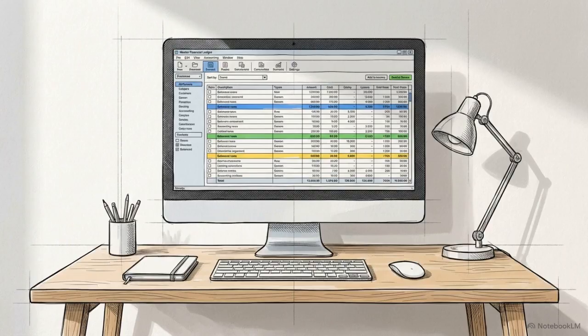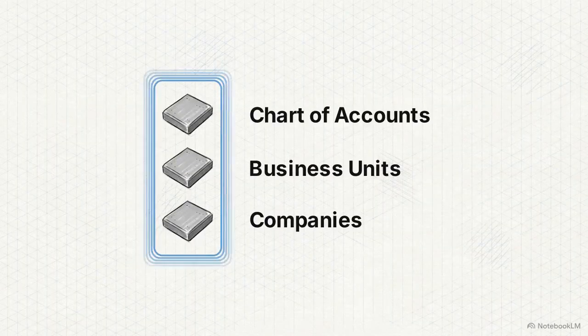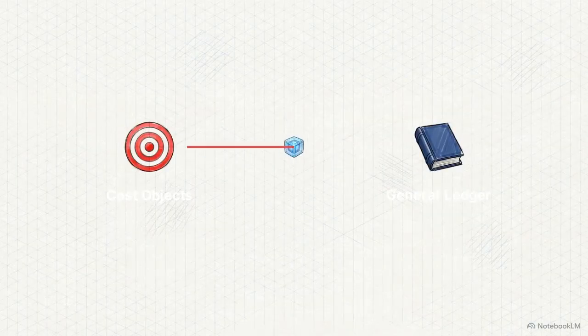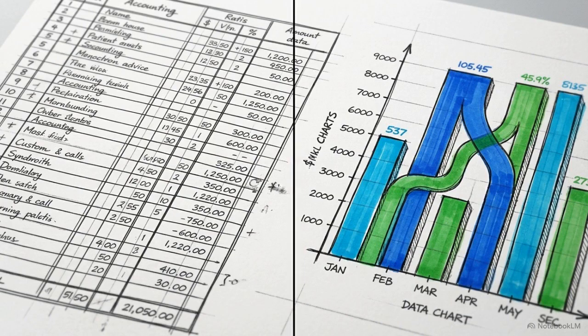Before touching any of these settings, the core financial foundation must already be in place. This means your company's business units and a complete chart of accounts must exist in your environment. If you attempt to deploy advanced cost accounting without these foundational elements, the new cost objects will fail to integrate with the general ledger. By securing the prerequisites and following these 4 setup milestones in strict order, you turn a standard ledger into a precise managerial tracking tool.